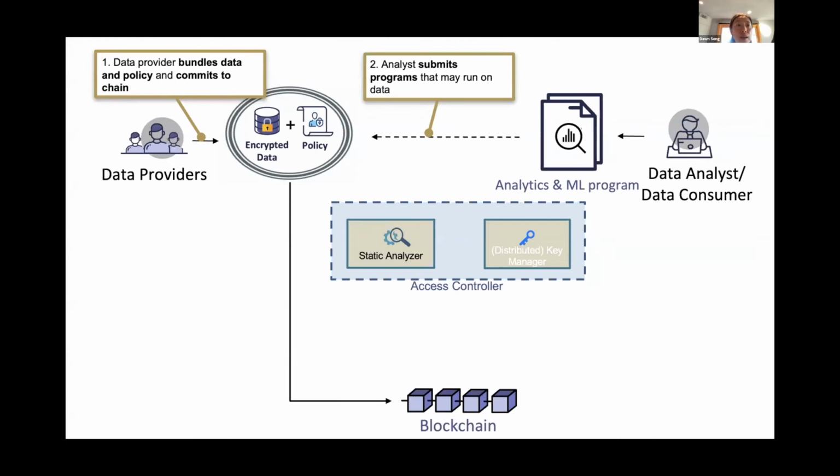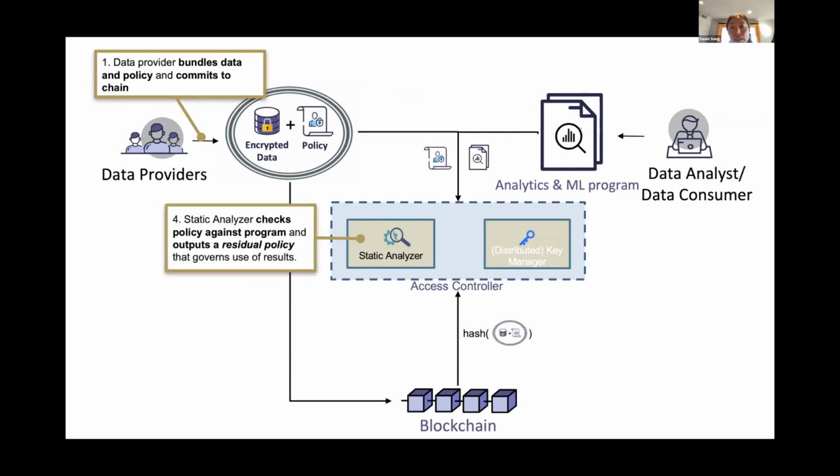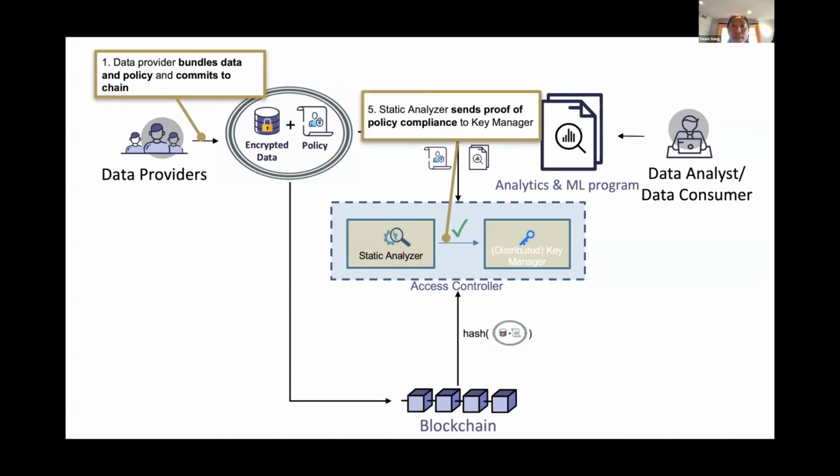And then you can imagine that there are many of these, we also call them data capsules. So this can be in a distributed catalog. And the data analyst or data consumer in this case could search through these data catalogs. And as it finds data that it wants to use, it can submit a program that it wants to run on the data. And then there's a component that we call in this case the access controller that will then run a static analyzer to check the required data use policy against the program and also output a residual policy, which we don't have time to go into detail. But essentially, this static analyzer will check whether this analytics program satisfies the required policy, and if yes, it can send a proof of policy compliance to this distributed key manager.